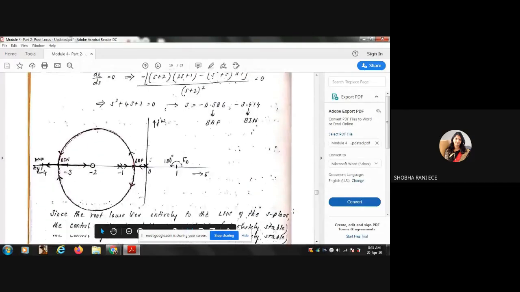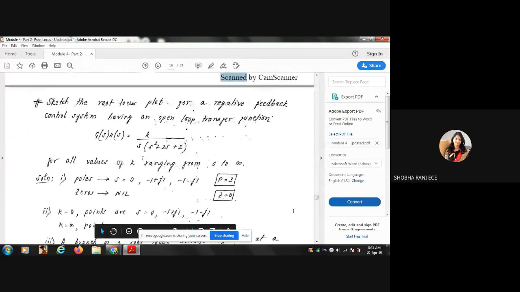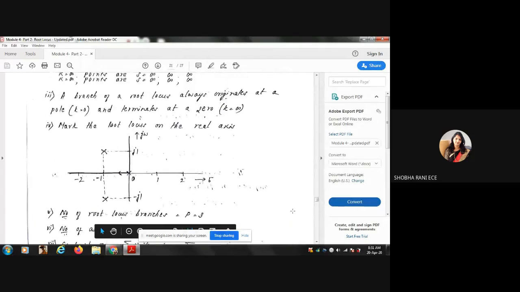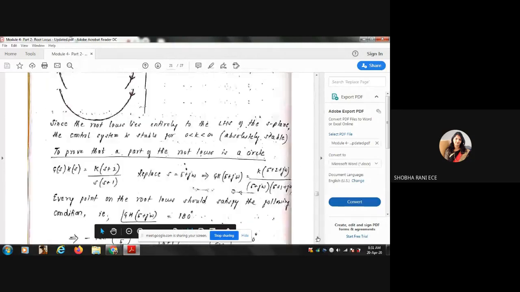So now let's move on to the next type of problems. In all the problems we have done till now, we had real poles and real zeros.